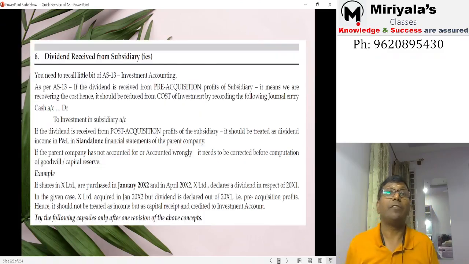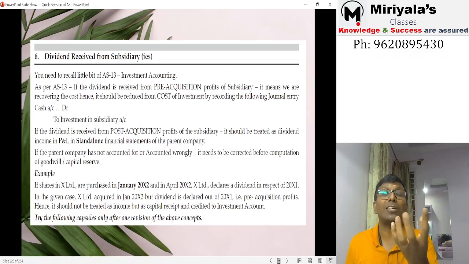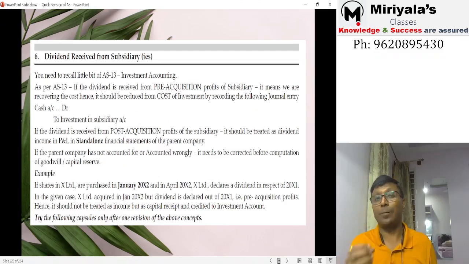Right. Dividend received from the subsidiary company. As you know, Accounting Standard 13, as we have discussed sometime before. Now, dividend income will be divided into two parts: pre-acquisition income and post-acquisition income. If it is pre-acquisition income, it should be reduced from the cost of investment. That's what cash account debit, investment account credit. If it is post-acquisition income, it will be transferred to the profit and loss statement.